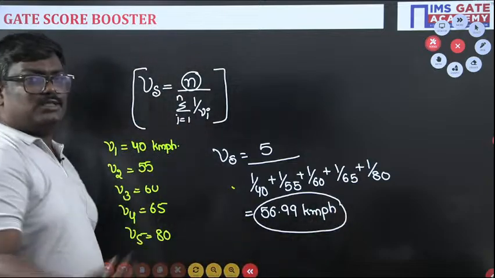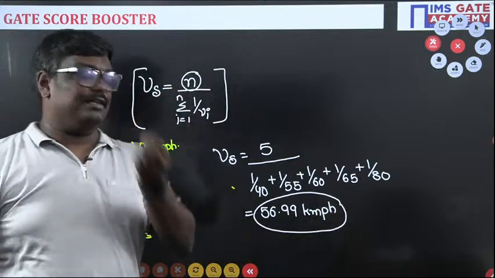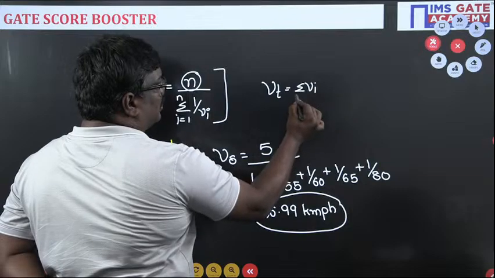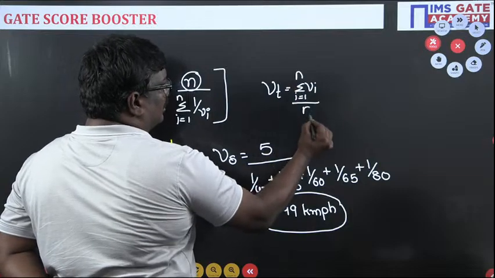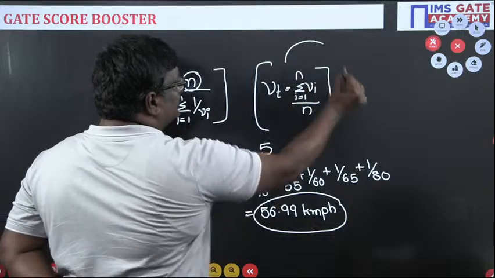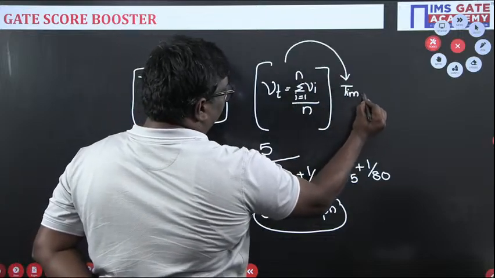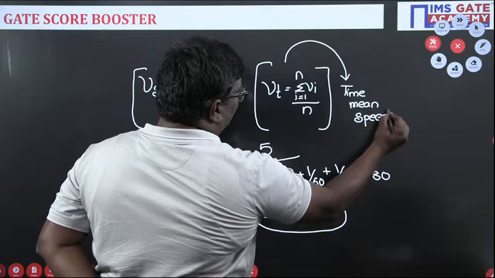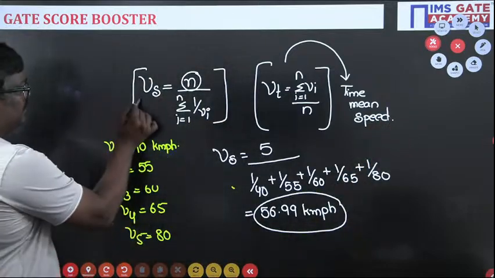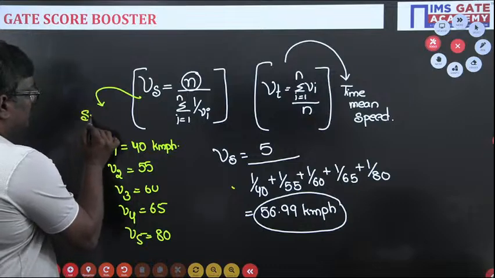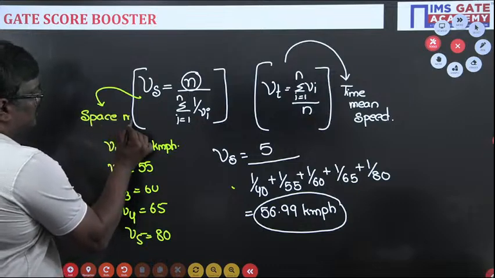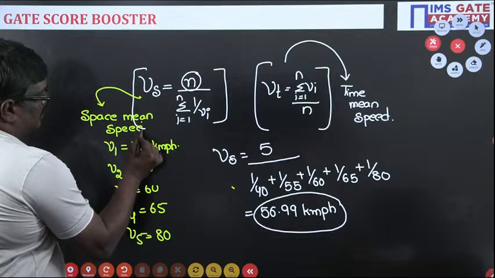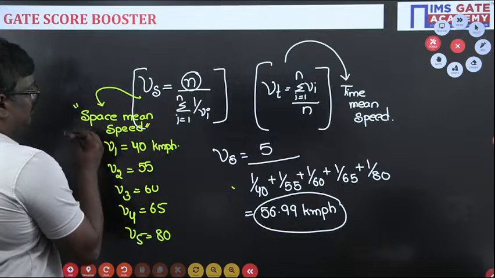If they ask you for time mean speed, it will be equal to the average. Time mean speed, students, will be equal to the sum of the velocities Vi, i equal to 1 to n, upon n. This is the time mean speed. And the formula we had earlier is nothing but the space mean speed.